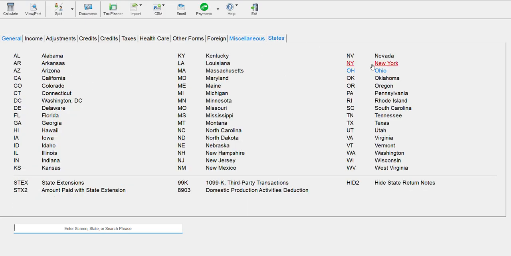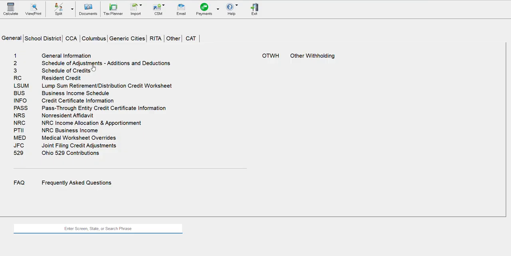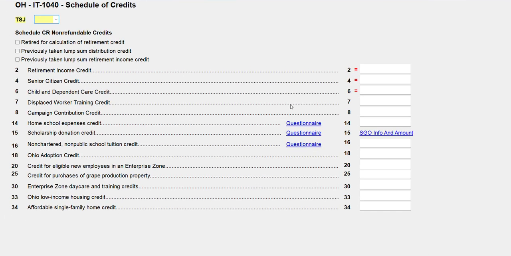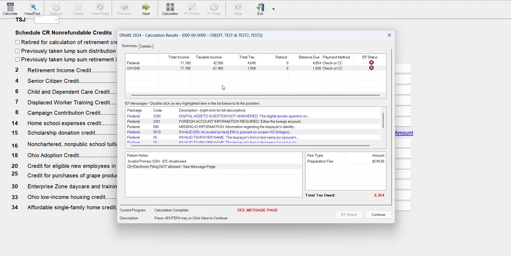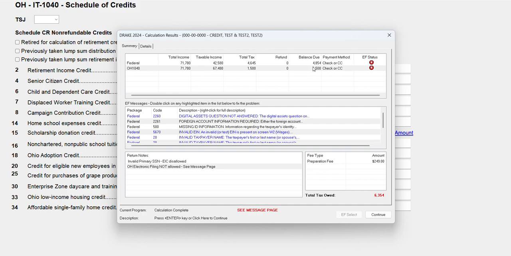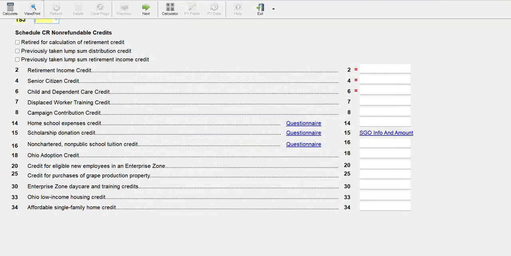And we will apply the credit. We go to Ohio, schedule of credit. There is a questionnaire. First, I will show you how much you will owe the state without the credit, and if you apply the credit, how the credit will be applied. Let's calculate the return and see how much he will owe. As you see, the balance due is $1,500. That's for the state, and I'll explain it to you in a minute.